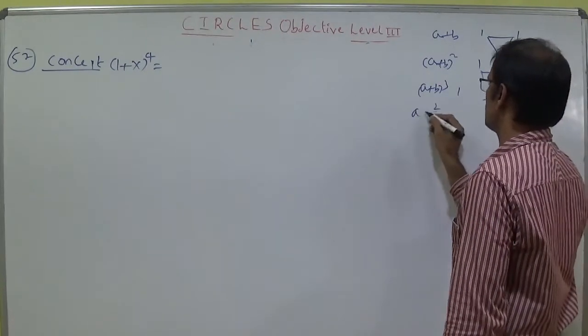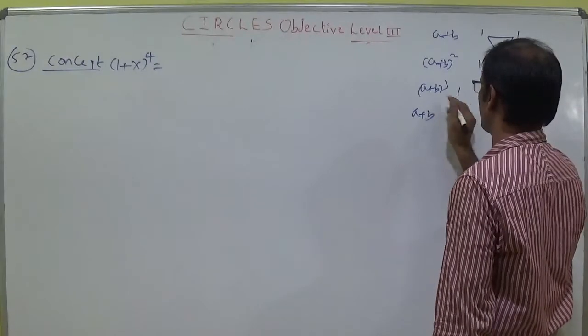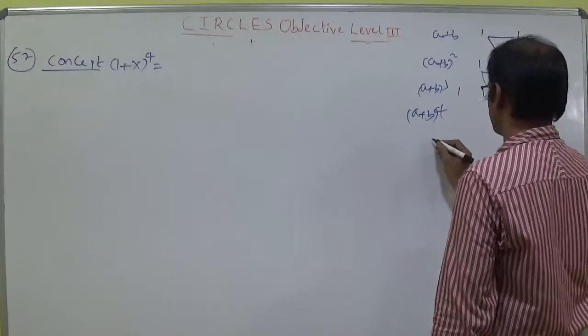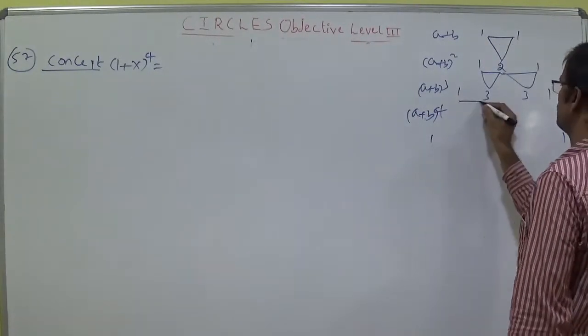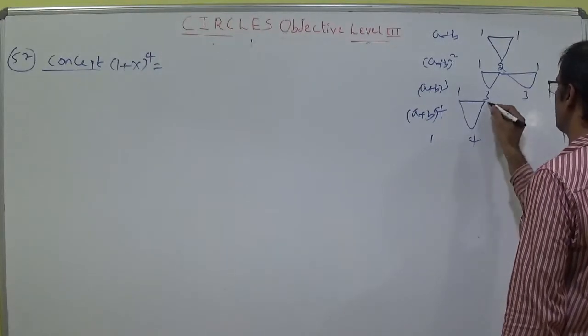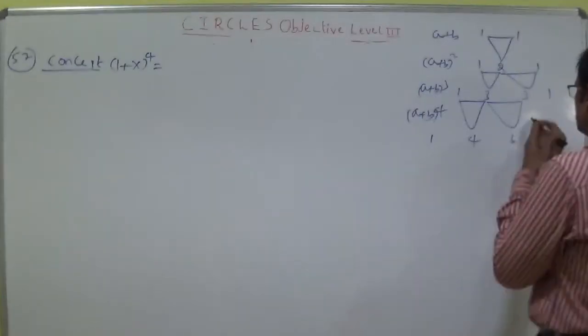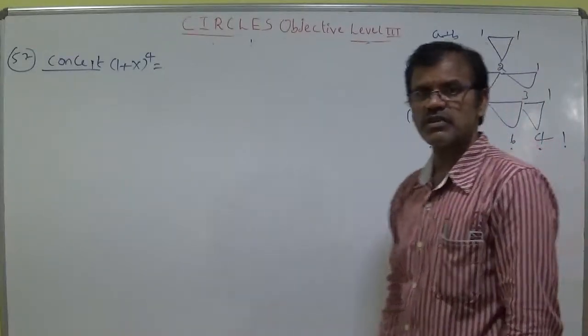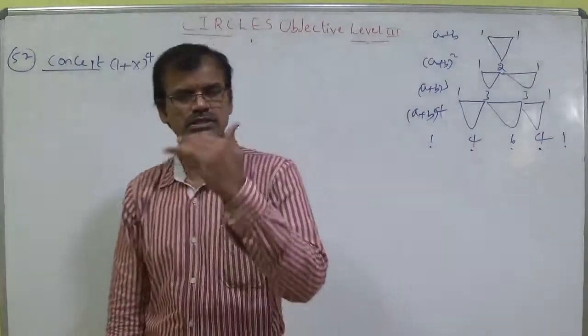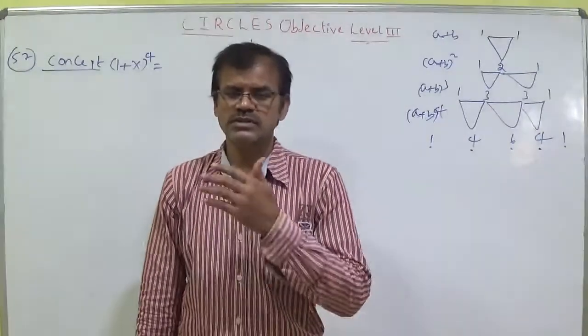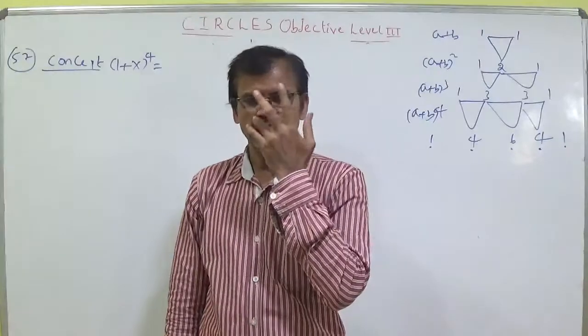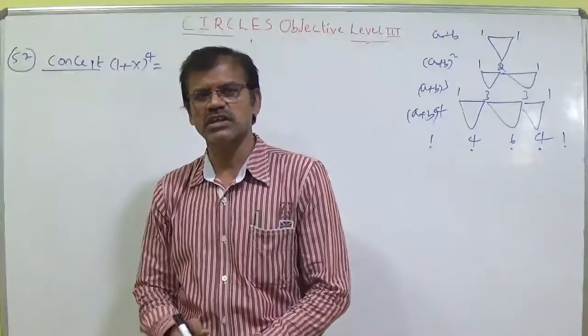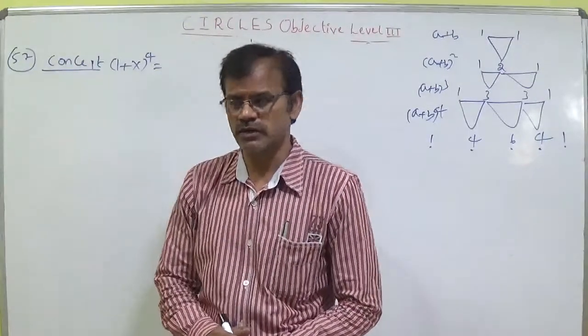Next, a plus b whole power 4. First and last are always 1. Then you add: 1, 3 gives 4, 3 and 3 gives 6, 3 and 1 gives 4. So 1, 4, 6, 4, 1 are the coefficients of 1 plus x whole power 4. Let us discuss the theorem, proof and sums, which depend upon the concept. It is objective concept, everything in the chapter of binomial theorem in 2A topic.